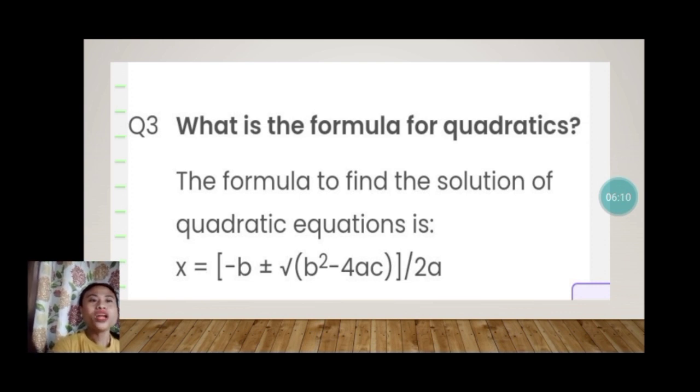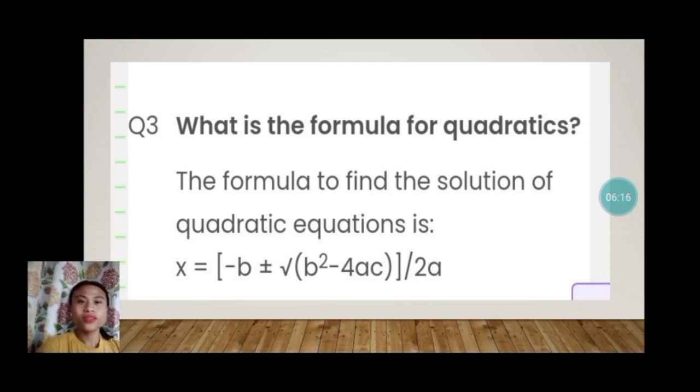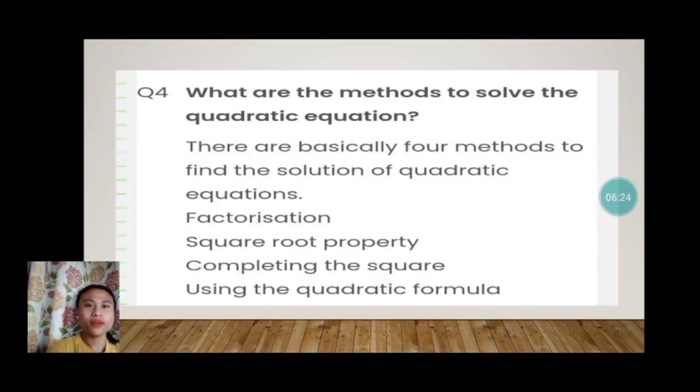Number 3 question. What is the formula for quadratics? The formula to find the solution of a quadratic equation is x equals negative b, plus or minus the square root of b squared minus 4ac, all over 2a.